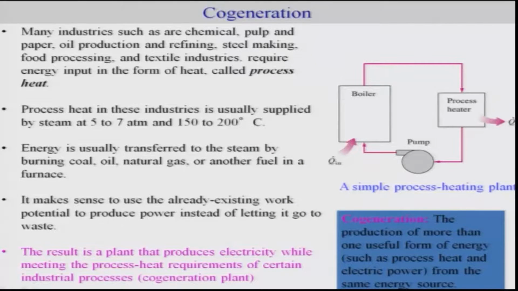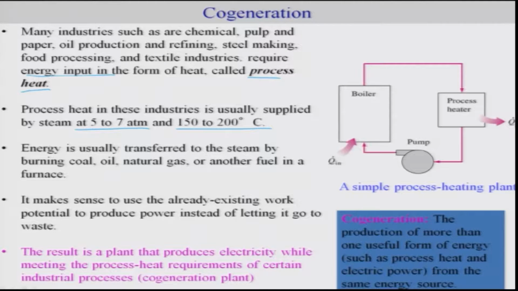Now we will talk about cogeneration. In many industries such as chemical, pulp and paper, oil production and refinery, you need a large amount of energy in terms of input or heat, and this particular type of energy we call process heat. These are typically supplied by steam at 5 to 7 atmospheres and 150 to 200 degrees Celsius.